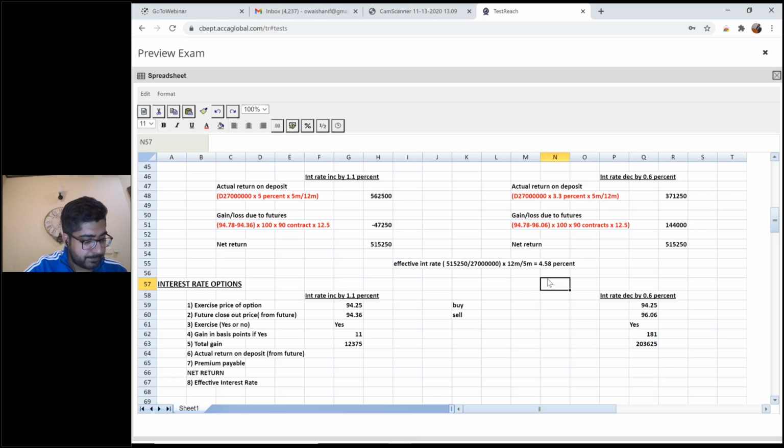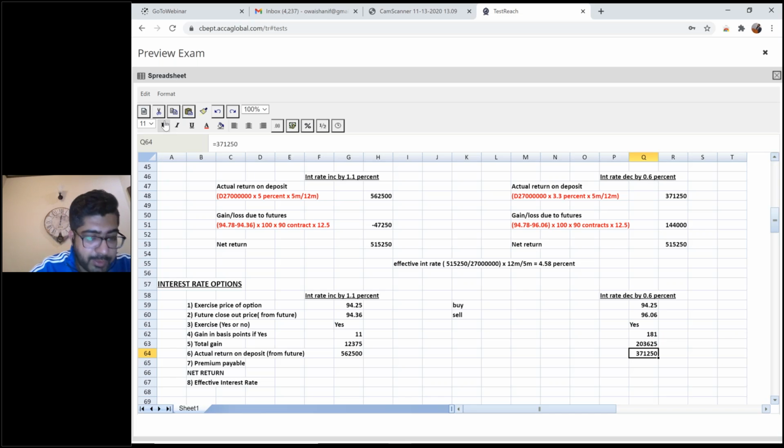Third last step. Actual return on deposit from futures. In case of increase, the actual return on deposit is 562,500. And in case of decrease, it's written above. Actual return on deposit is 371,250. It's written just above the overview in the first line of futures.